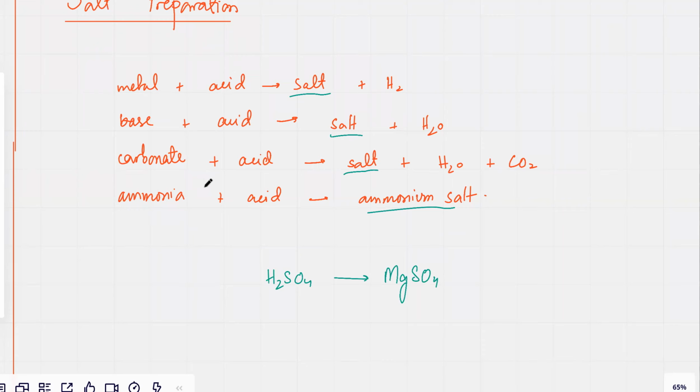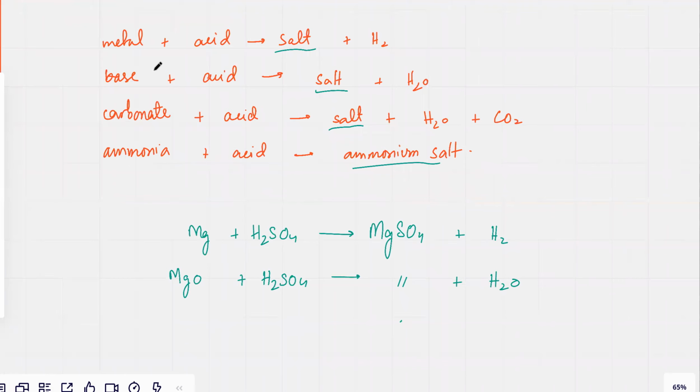Now it's up to you. Out of the 4 reactions, you could choose any one of them. You could choose metal plus acid, so the metal would be Mg, but in that case, H2 gas would be produced. Or you could produce the same salt, the acid would again be H2SO4, using a base. A base is an oxide or a hydroxide, so it's going to be magnesium oxide or magnesium hydroxide. But in that case, a water molecule would be produced.